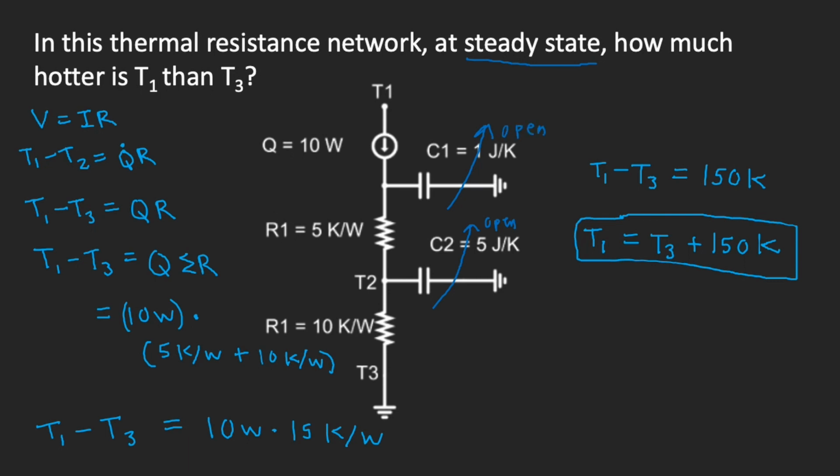So let's move on to step 4, doing a review of our solution. Notice the units cancel out and we're left with T1 minus T3 equals 150 Kelvin. This is great news because we know we're left with a unit of temperature. And we are left with temperature 1 in terms of how much hotter it is than temperature 3. So that's exactly what we're looking for, and we can feel pretty confident in this solution.